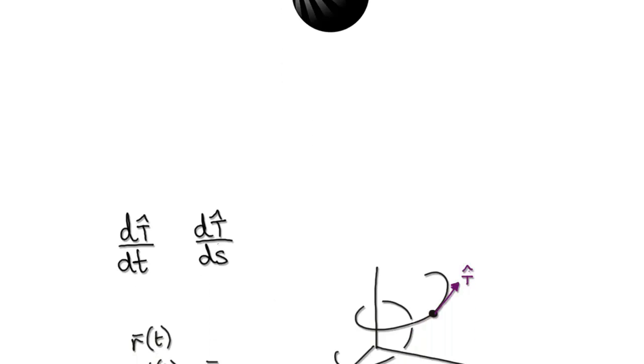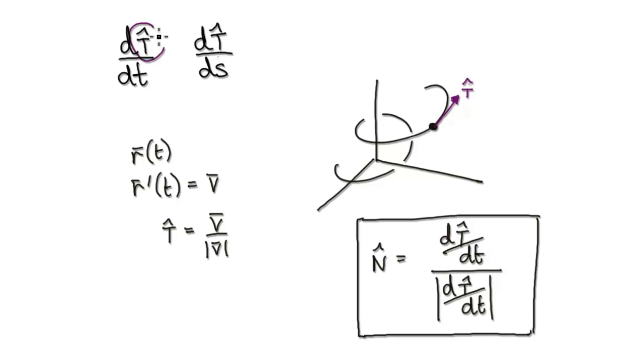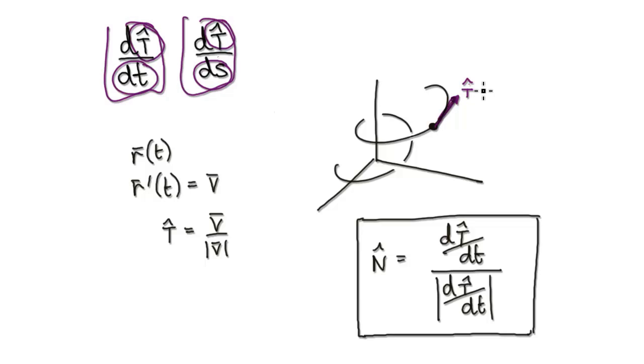In this video, we're going to try and understand why it is that when you differentiate the unit tangent with respect to time, and when you differentiate the unit tangent with respect to arc length, they will both be orthogonal to the original unit tangent.